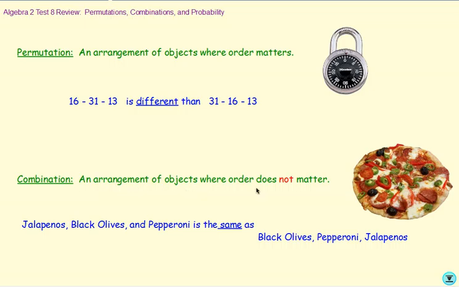So the example I use here, for instance, is a pizza. If you wanted jalapenos, black olives, and pepperonis, when you call up and order that pizza, it doesn't really matter the order you tell the person on the phone the toppings you want, because you're going to get the same pizza. Likewise, it doesn't matter how they sprinkle it on there, because again, you're going to get the same pizza. So again, order does not matter here. Order does matter, again, with a permutation, something like a password, your lock here, but here order does not matter.